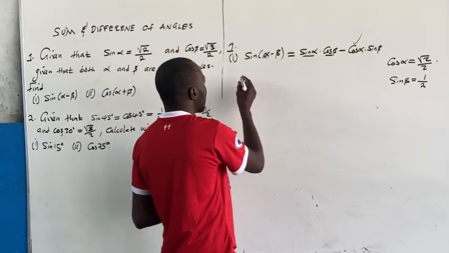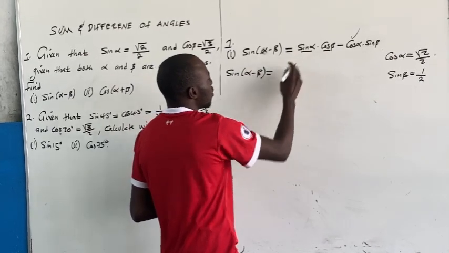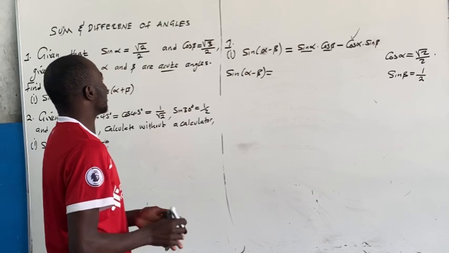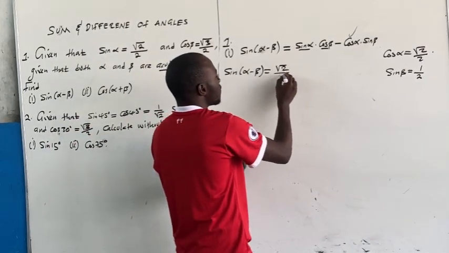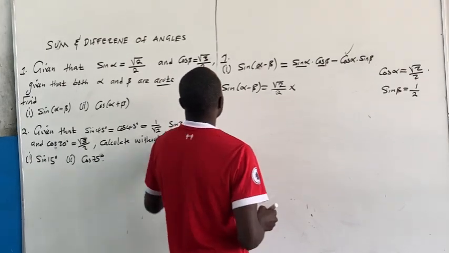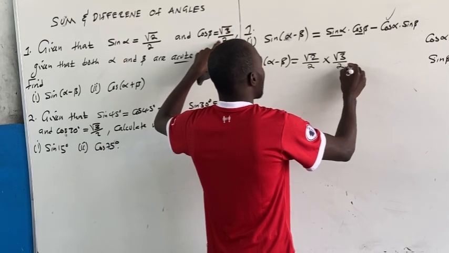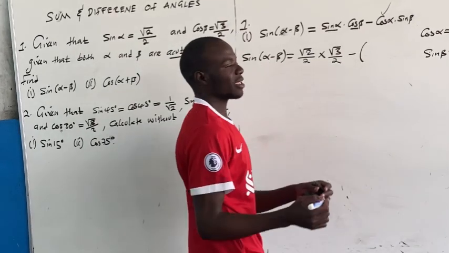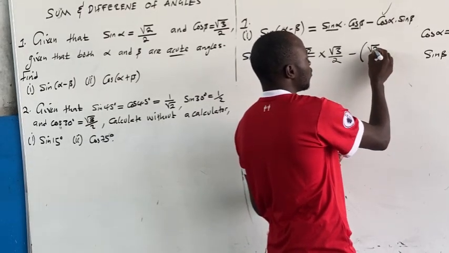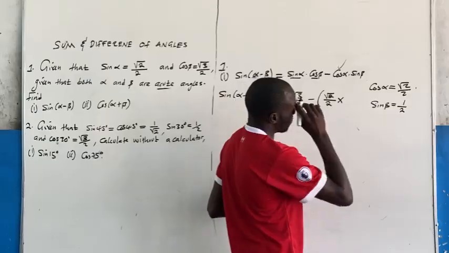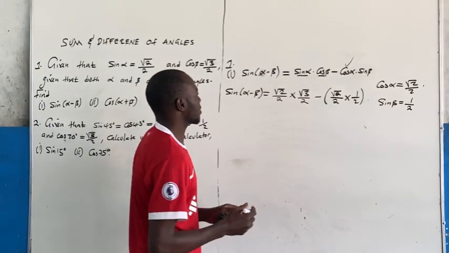So here, sine alpha minus beta will be equal to, just substitute, sine alpha, which is given in the question as square root of 2 over 2, times cos beta, which is square root of 3 over 2, minus, we can put brackets there, cos alpha, which we have found as square root of 2 over 2, times sine beta, which is 1 over 2. So now, let's just multiply.